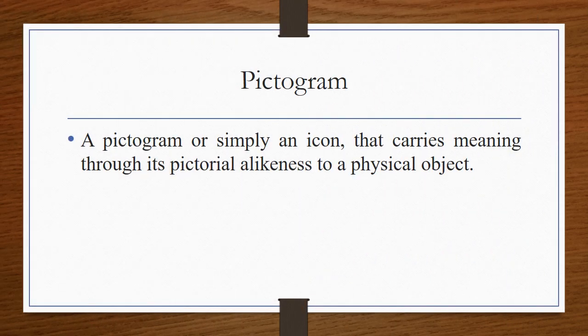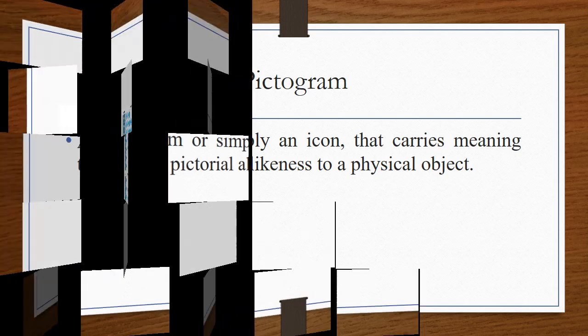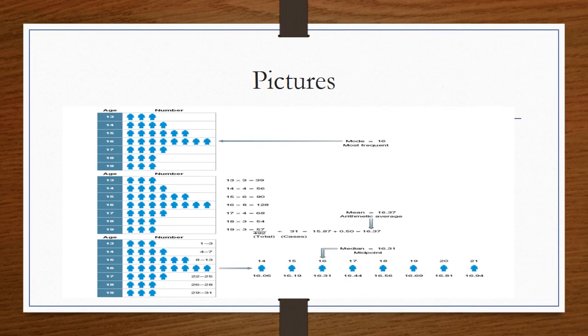A pictogram is simply an icon that carries meaning through its pictorial likeness to a physical object. Pictogram means it will show by picture. So we will see one example. Here in the pictogram, by the picture, a male picture is there, a human picture. By seeing that picture we can come to know what the picture indicates. So this is about the pictogram.